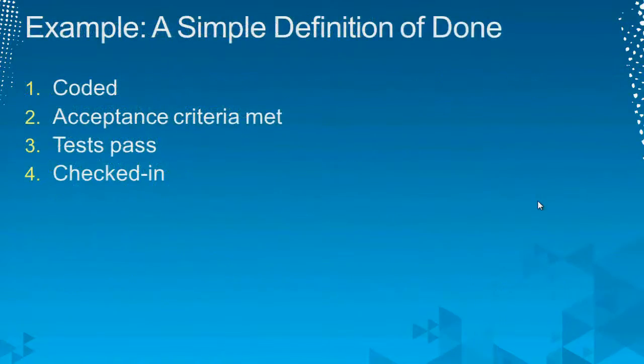So there's a simple one. Coded, acceptance criteria met, test passed, checked in. Start simple. Don't go for 100% code coverage right off the bat. Go for something achievable given the brownfield mess that you've inherited, and then ratchet it.